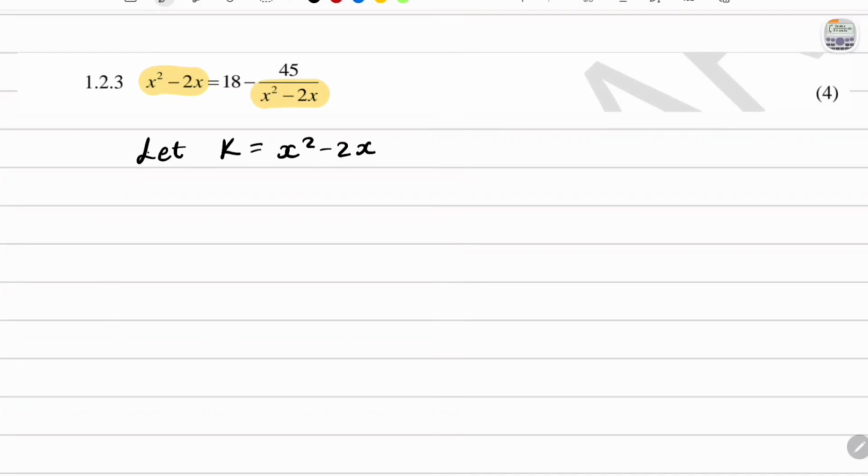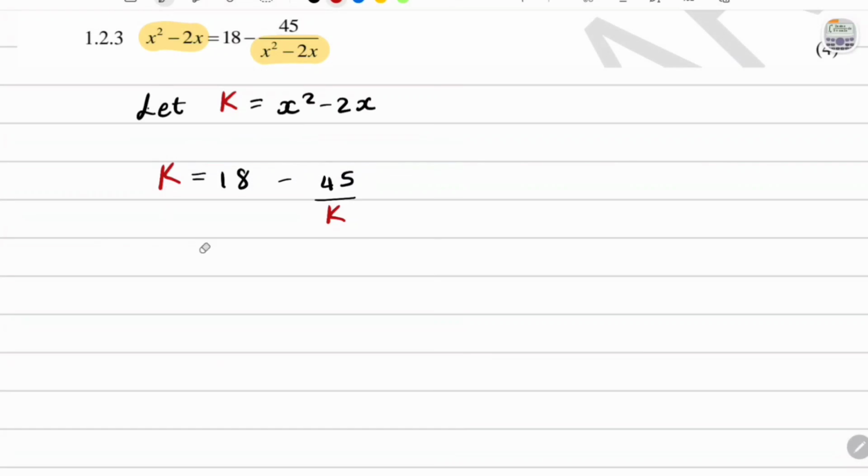Okay, so let's replace it with k. There's x squared minus 2x, we'll replace it with k. It's equal to 18 minus 45 over x squared minus 2x, replace it with k. Now we can solve for it the same way we were working on it earlier. I can take the 18 over, so that's k minus 18 is equal to negative 45 over k.